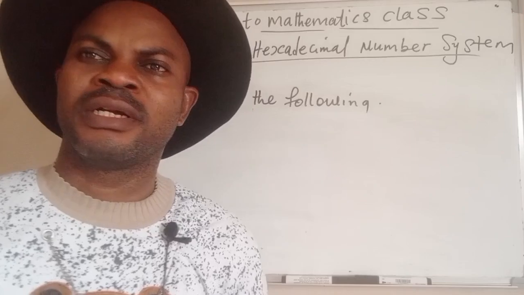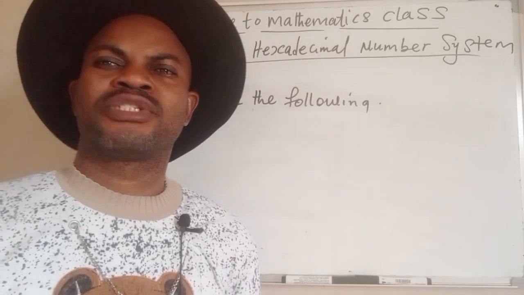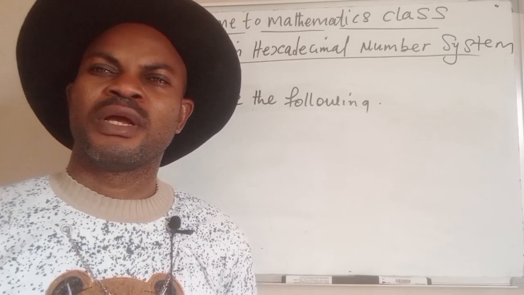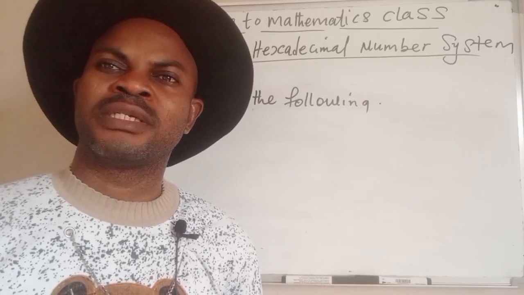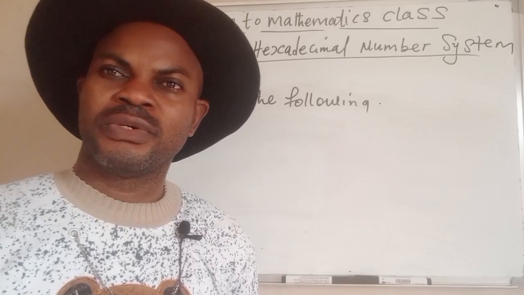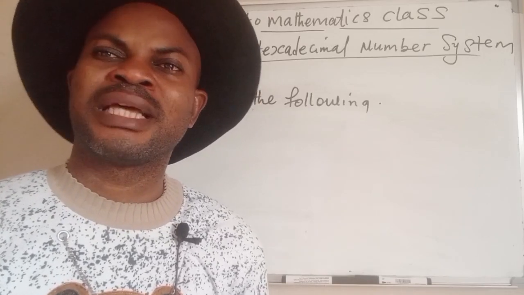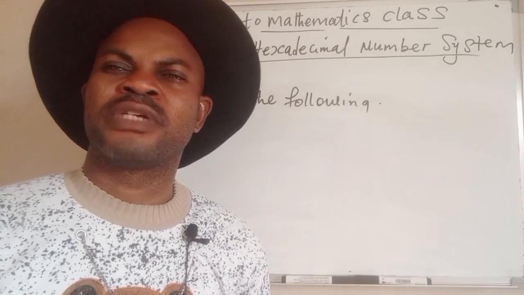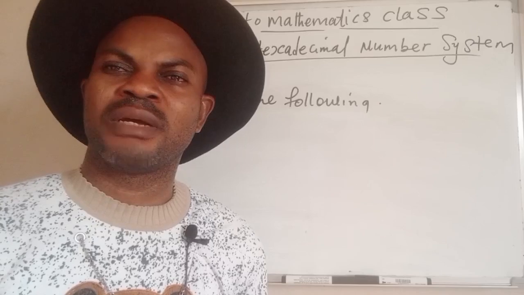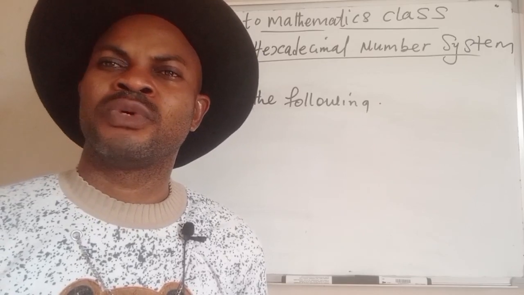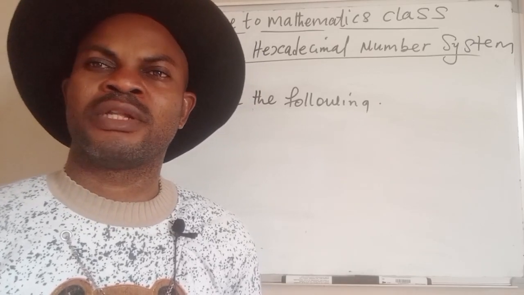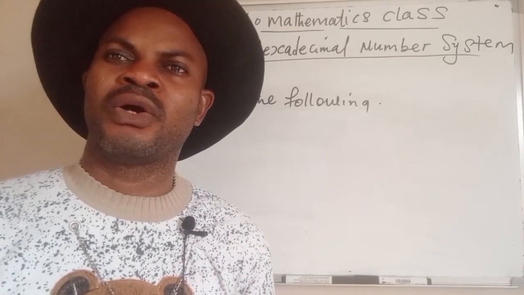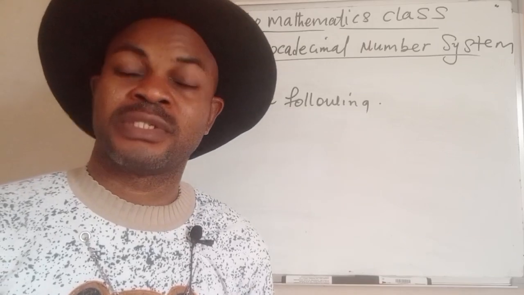We also went further to talk about addition in the binary number system, or base 2, where we were able to carry out addition, subtraction, as well as multiplication in the binary number system. And thereafter, during our last class, we proceeded to talk about the octenary number system, which is base 8, where we also did a whole lot of addition and subtraction. So today we're going to focus entirely on the hexadecimal number system.